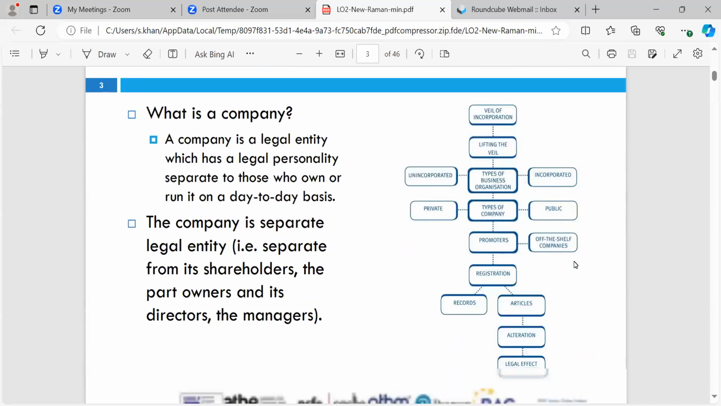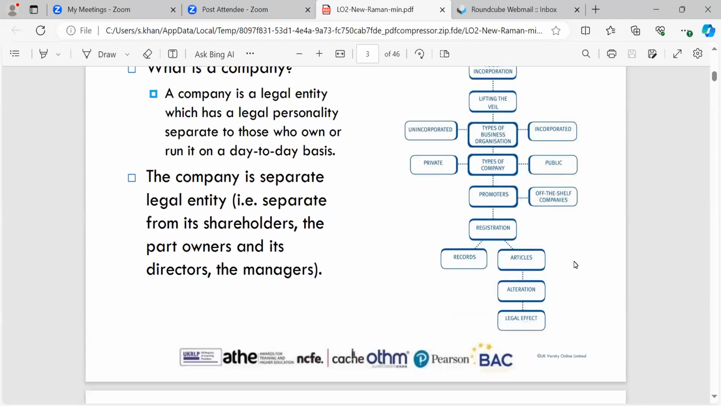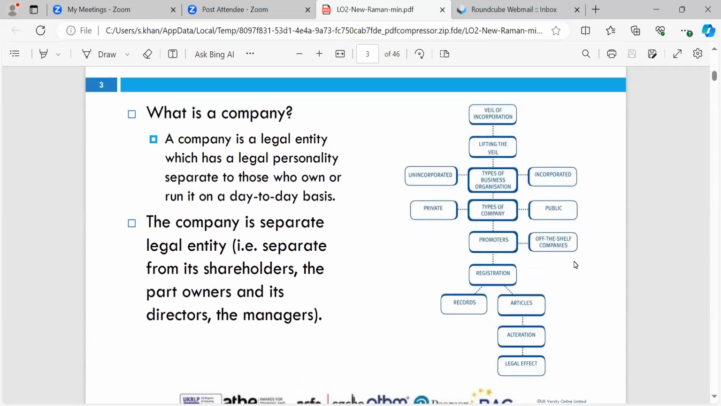So firstly, we'll start with the key terminology to identify what is a company. It's a legal entity which has a legal personality separate to those who own or run it on a day-to-day basis. So the company is a separate legal entity, separate from its shareholders and part owners and its directors and managers. The diagram identifies on the side the veil of incorporation, lifting the veil, and the types of business organisations. So you've got incorporated, unincorporated, types of companies, private, public, promoters, and then down to registration, records, articles, alteration and legal effect.